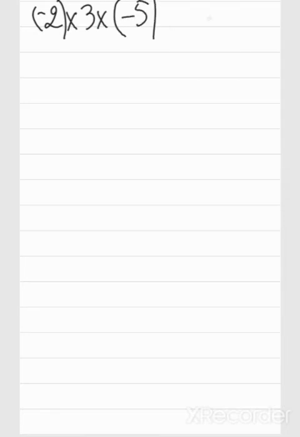What if I have negative 2 times 3 times negative 5? Here you can take the first ones. You get negative 6 times negative 5. Two numbers with the same sign is positive. It's positive 30.